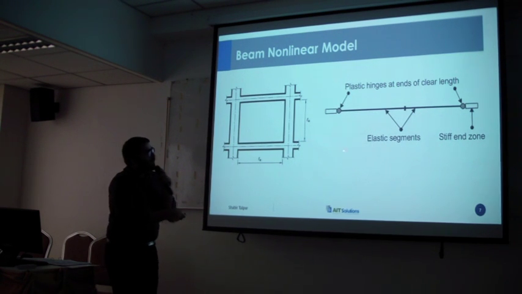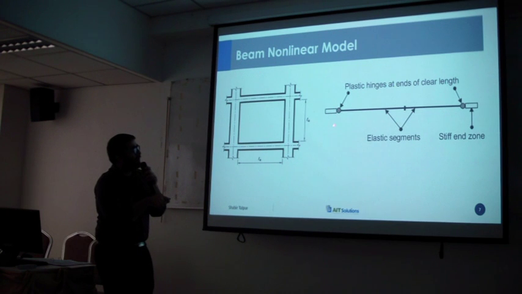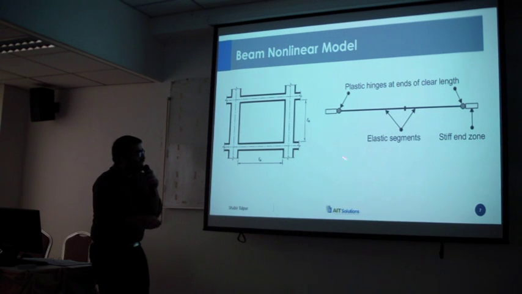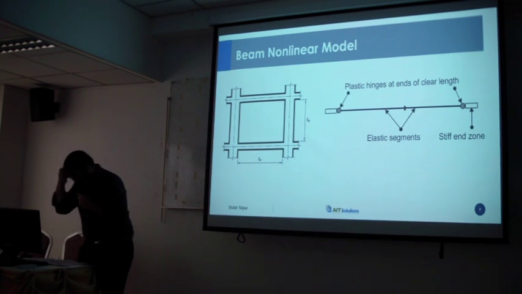And then what we need is to define hinges over here, right? And then we also need an end zone, a stiff end zone. Now why we need the stiff end zone, I already explained yesterday. So we need these three things, and then we can put them together, and then we can assign this entire assembly to an element. Right?